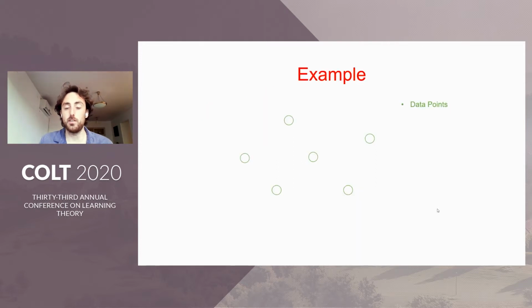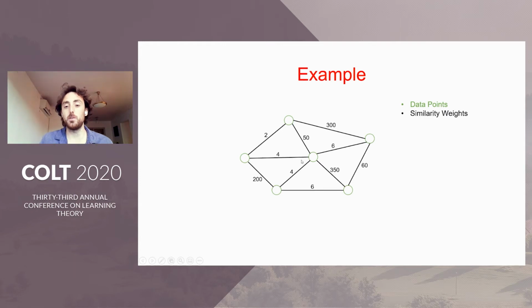So we'll start with a simple example. Assume we have a set of data points. These are represented in the green circles. And assume we have some notion of similarity between them. So between every two data points, we have an edge with a weight. And this weight represents how similar the data points are. So the higher the weight, the more similar the data points.